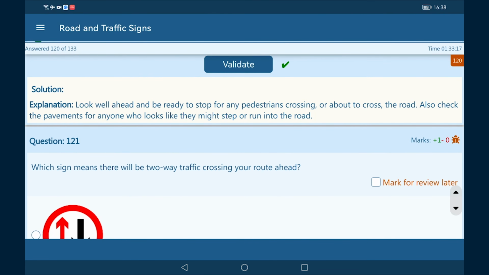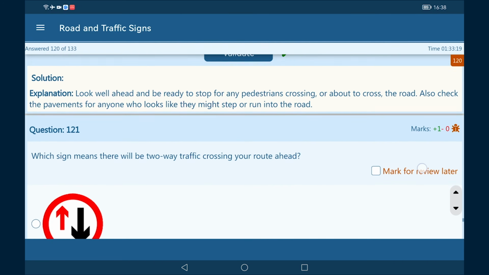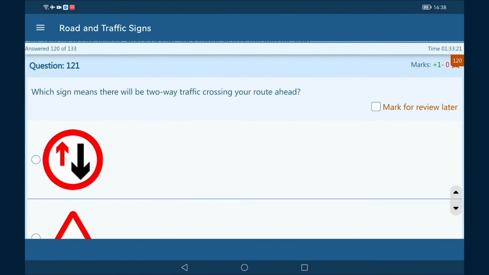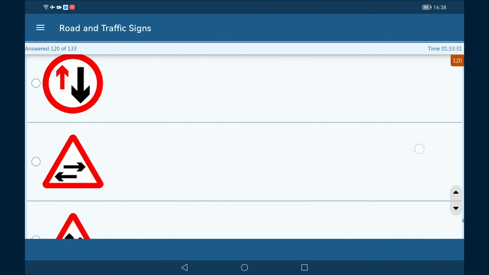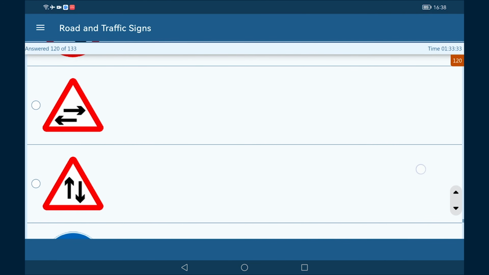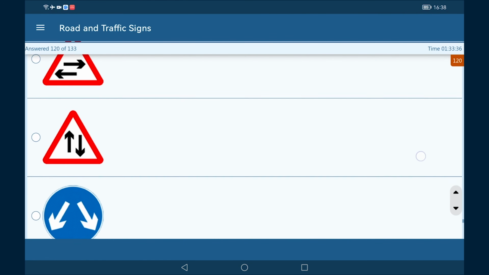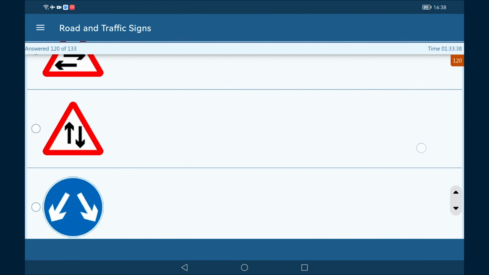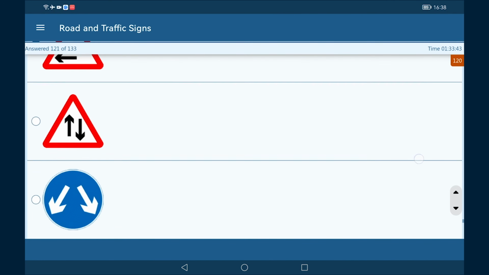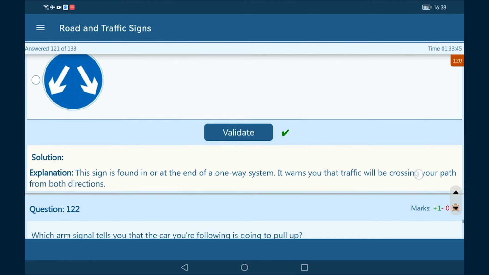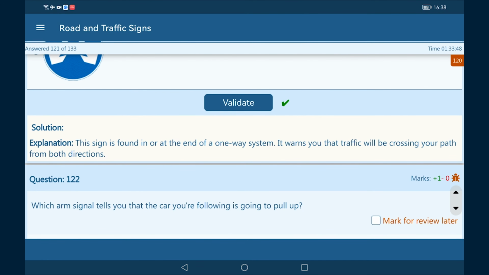Question 121. Which sign means there will be two-way traffic crossing your route ahead? Option 1. Image. Option 2. Image. Option 3. Image. Option 4. Image. The correct answer is Option 2. Explanation. This sign is found in or at the end of a one-way system. It warns you that traffic will be crossing your path from both directions.